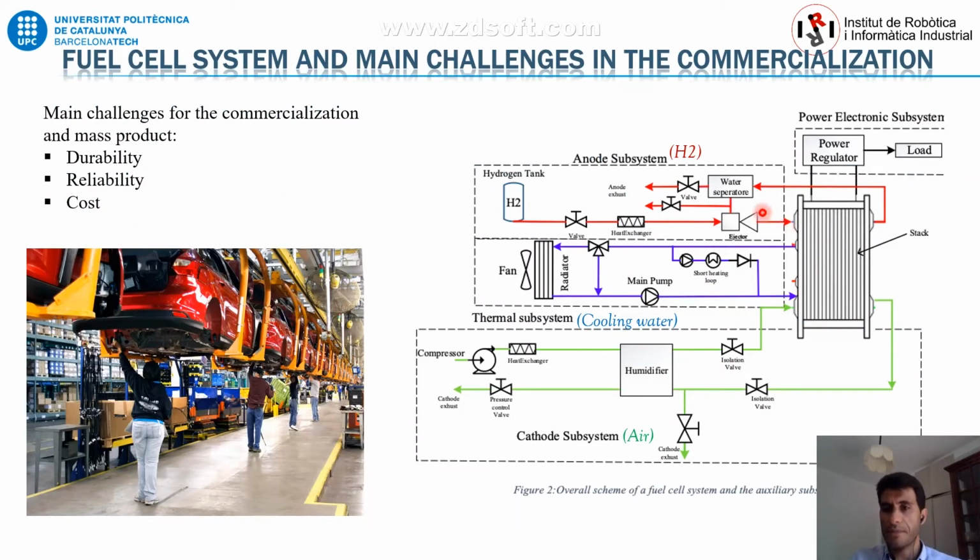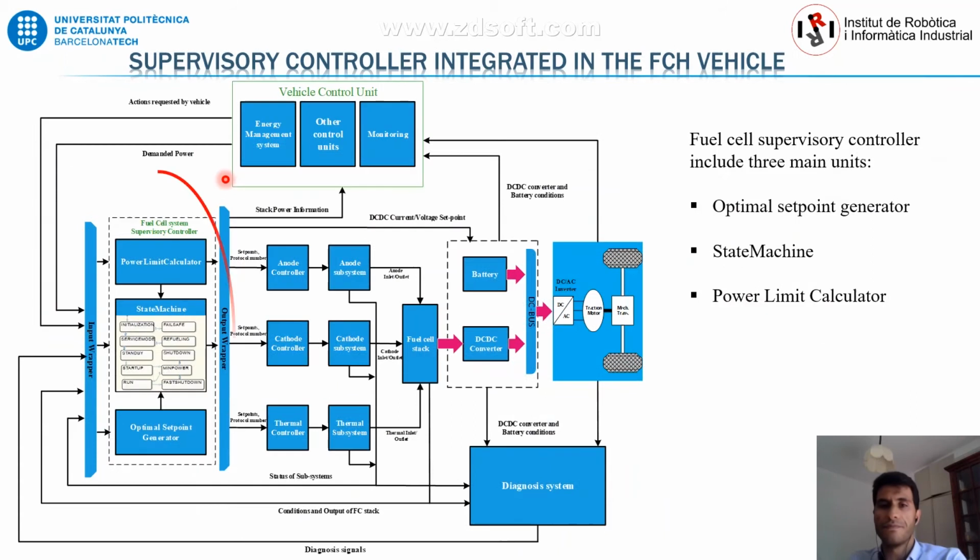It needs some subsystems, such as an anode subsystem that provides hydrogen, a thermal subsystem that provides cooling water, and the cathode subsystem that provides oxygen for the stack. To be able to use this stack and these subsystems in a real car and have mass production of this type of fuel cell based car, we have three main challenges: durability, reliability, and cost. These need to be discussed and considered.